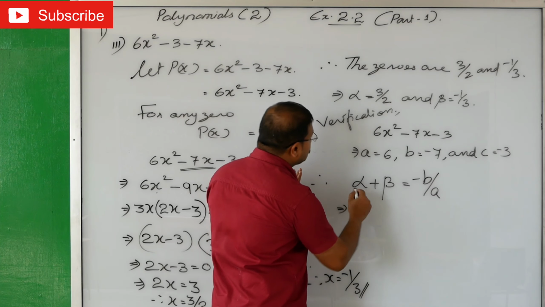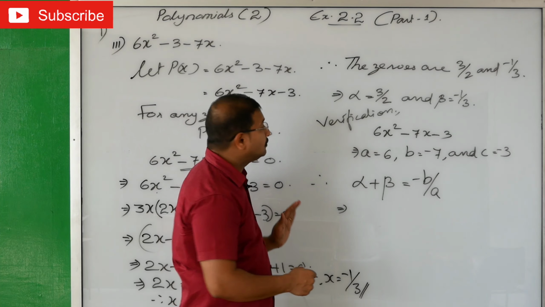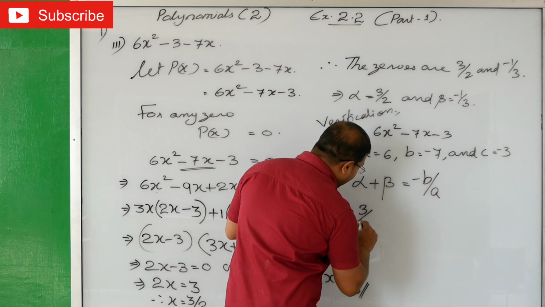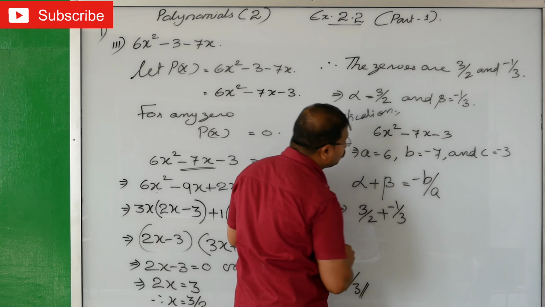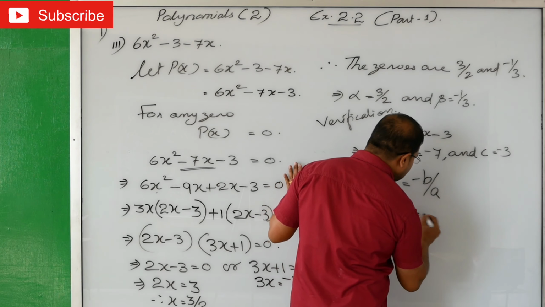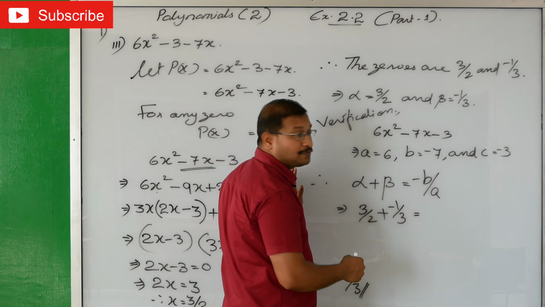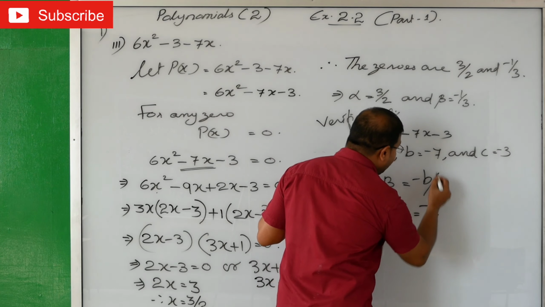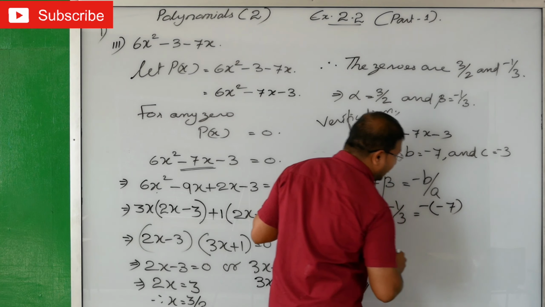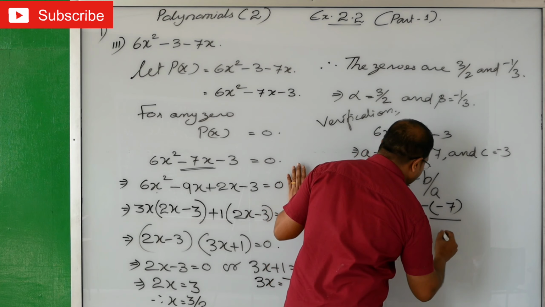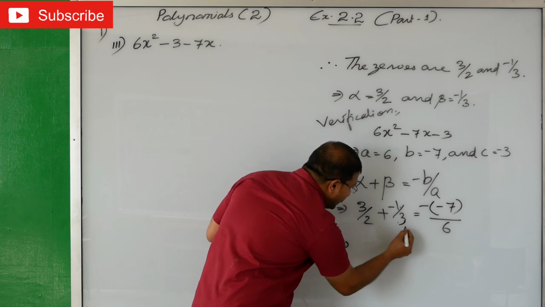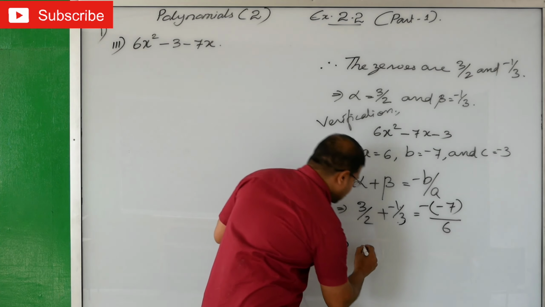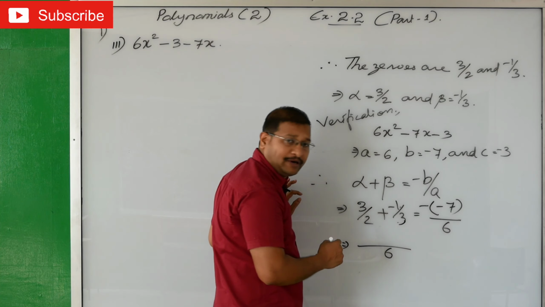Sum of the zeros means these two, alpha and beta, will add. That means what will you write? 3 by 2 plus beta, which is minus 1 by 3, equals, what is the value of minus b? Minus of b is minus 7, minus 7 inside the bracket, divided by a, which is 6. Now we'll go for the LCM. We know that 2 and 3, what will be the LCM? 2 3s are 6.